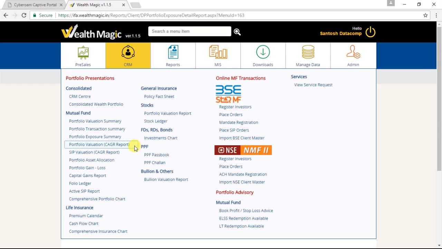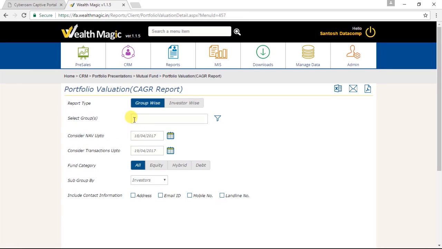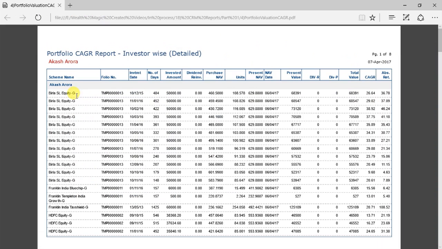Now let's look at portfolio valuation CAGR report. This is different from the previous portfolio valuation summary report, as the previous one will give the summary and this CAGR report will give a detail of each folio. Again, we will choose it group wise or investor wise. Let's look at the output of this report. Portfolio CAGR report, investor wise, a detailed view of the investments of Akash Arora.